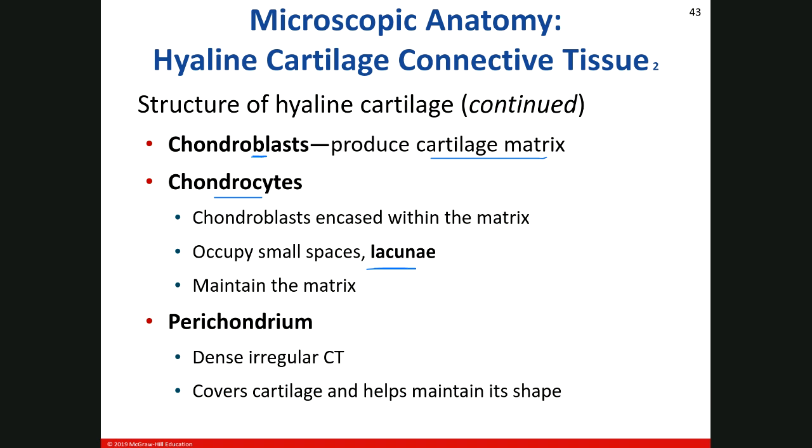So if there's some damage and we need to repair the matrix, no problem. The chondrocyte converts back into a chondroblast, secretes the matrix to repair or to grow, and then it goes back into its chondrocyte form.